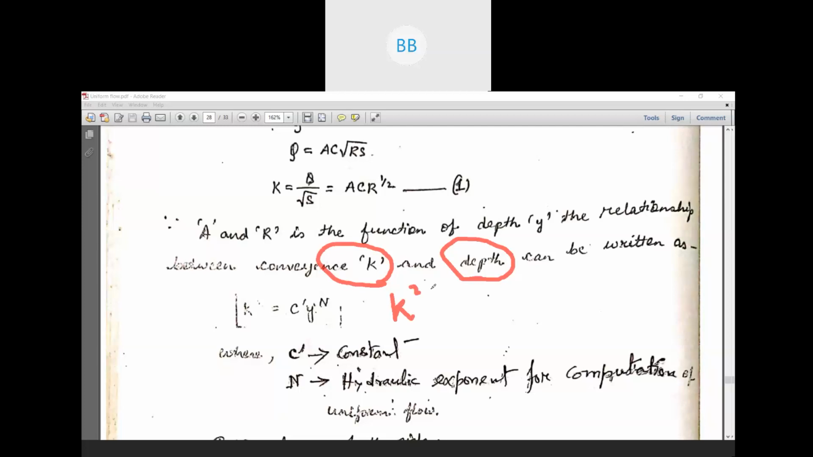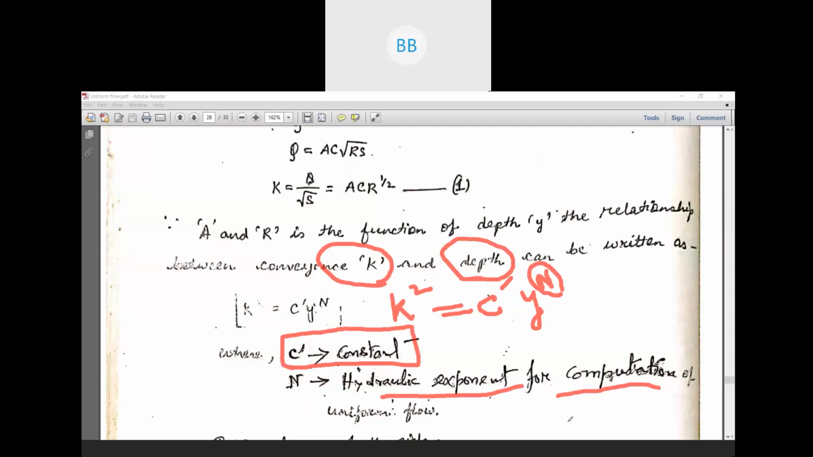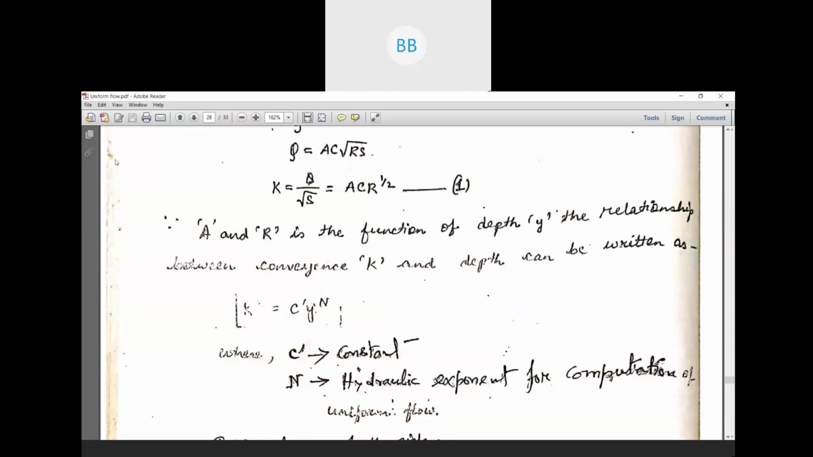So write K square equals C dash y to the power N, where C dash is a constant and capital N is the hydraulic exponent for computation of uniform flow. Okay, so we'll move on to the next.